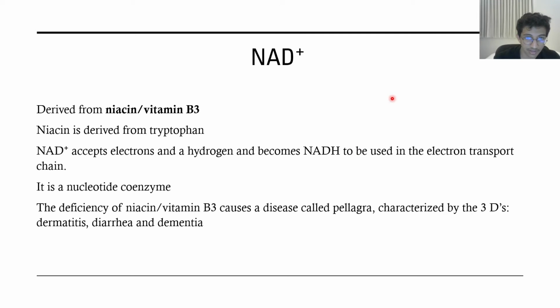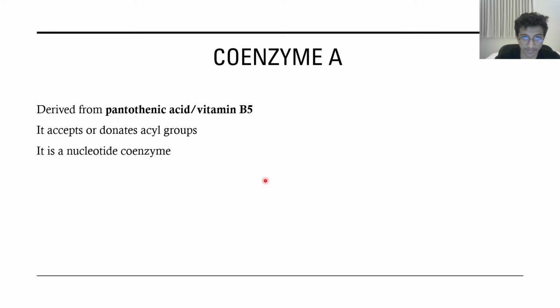Now, NAD plus is also a nucleotide enzyme. It's derived from niacin, which is also known as vitamin B3, and niacin is derived from tryptophan, the amino acid. Okay, it accepts electrons and hydrogen, same as FAD, to become NADH. Now FAD and NAD, both FADH2 and NADH, can be used in the electron transport chain. Now, a deficiency of vitamin B3 will cause a disease called pellagra. This disease is characterized by the three Ds, the three symptoms: dermatitis, diarrhea, and dementia.